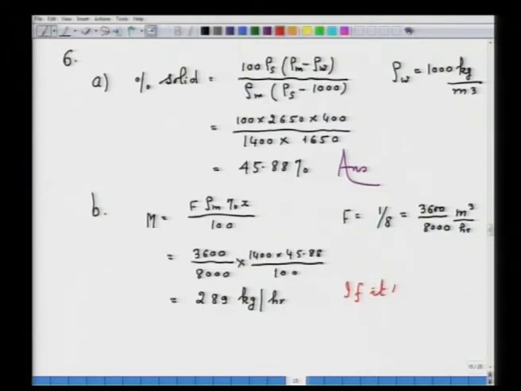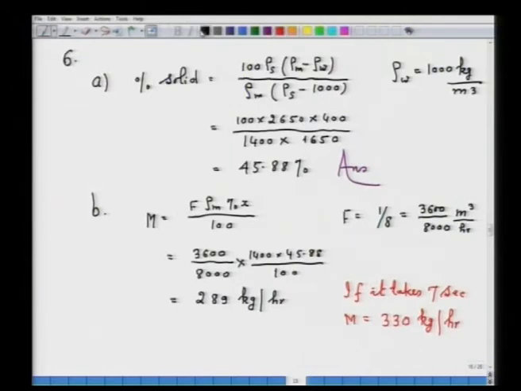Now, for example, if it takes 7 seconds to fill up the 1 liter can, then mass flow rate naturally will be 330 kg per hour. Just a side problem that I thought I will give you.